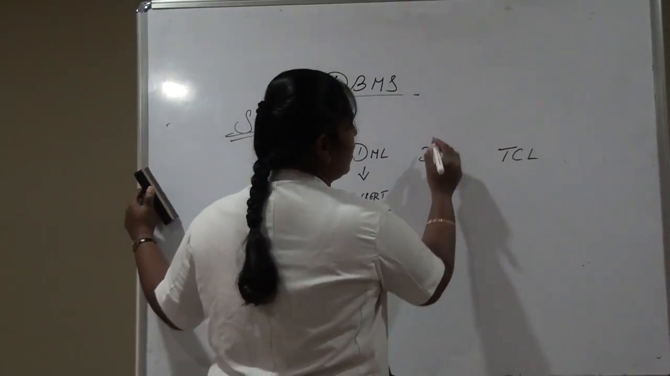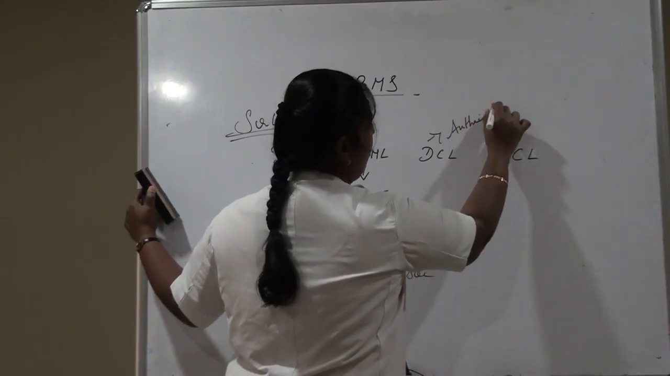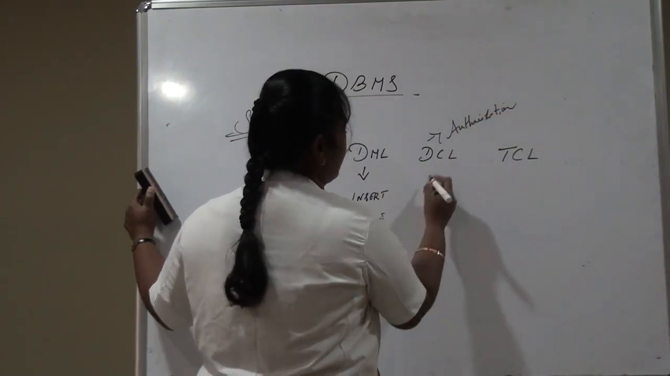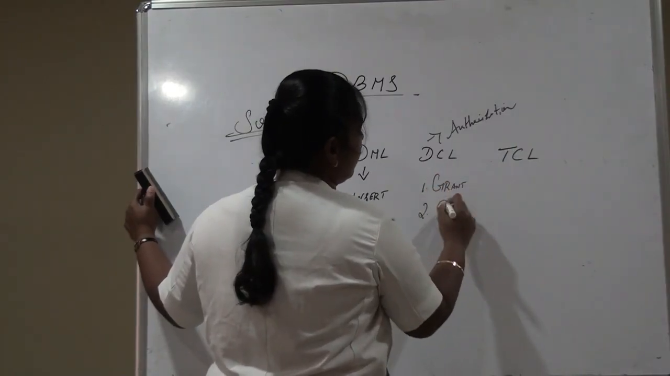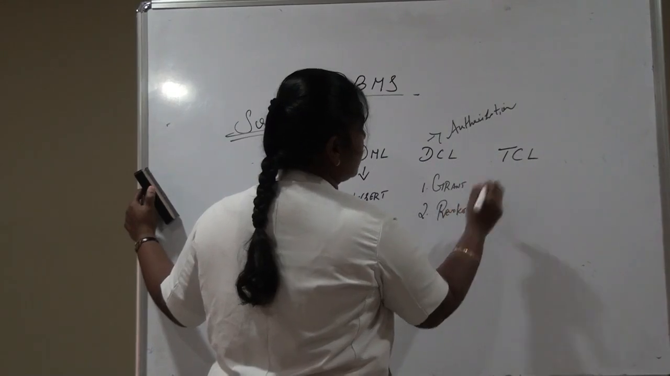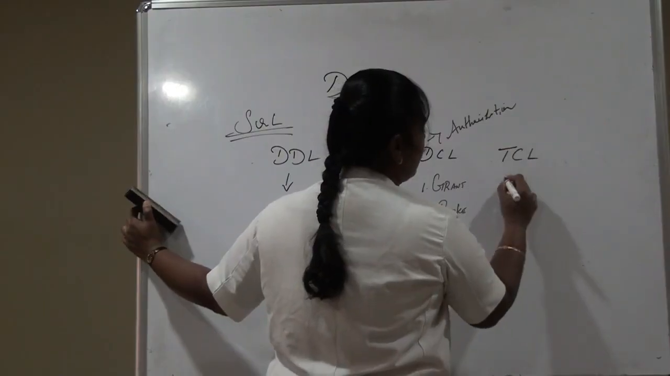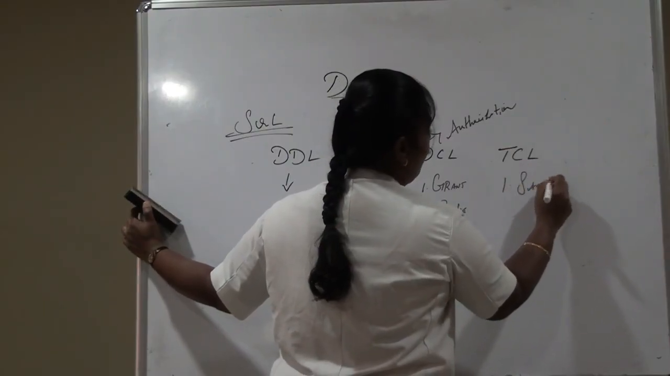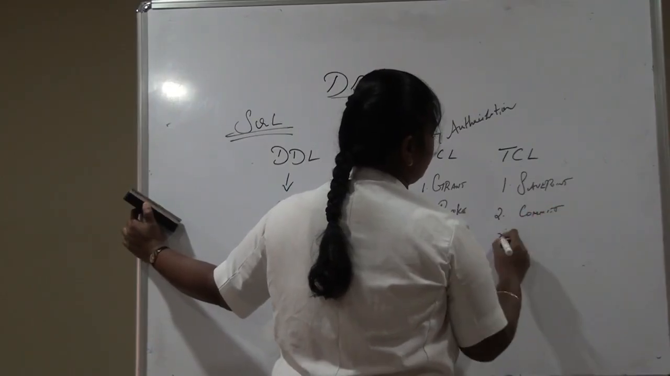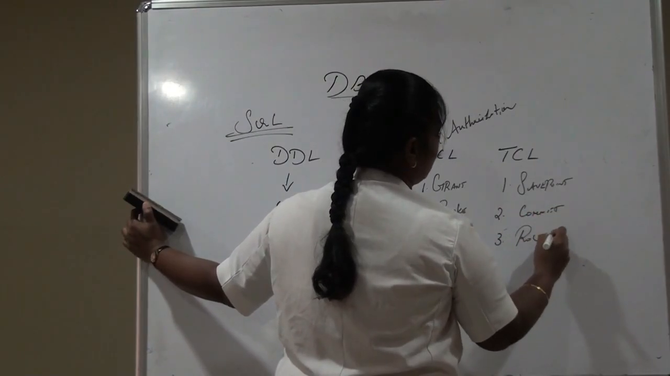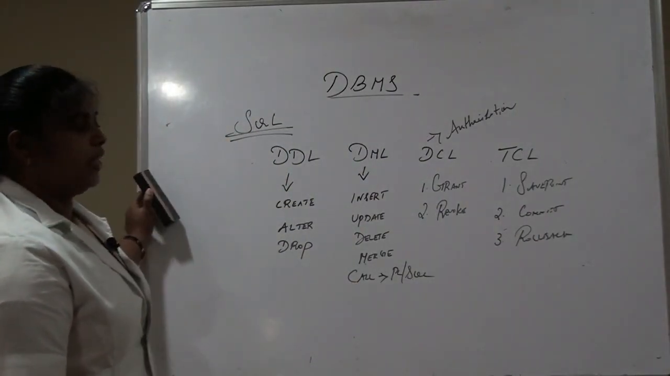Then DCL, which is for authorization. These are the authorization queries. What is grant? What is revoke? These are the two authorization queries you write for the DCL. Next, transactional control language: savepoint, commit, rollback. These are the three varieties we follow for the transactional control language.